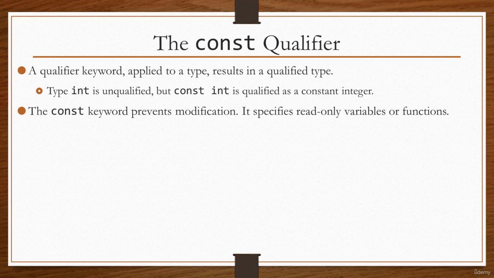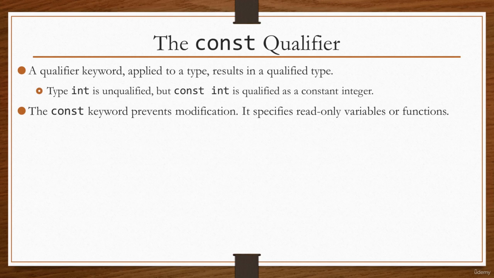Now const is a qualifier, and a qualifier keyword applied to a type results in a qualified type. So type int, for example, by itself is unqualified, but const int is qualified as a constant integer or an integer constant. It specifies read-only variables or functions, but on a basic level it prevents modification.